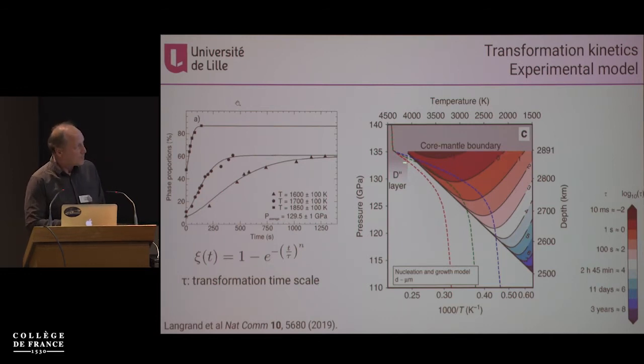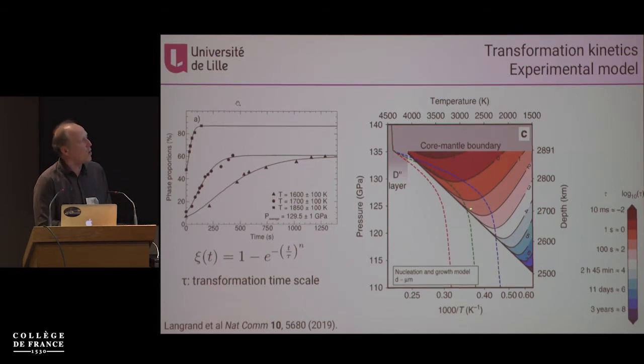What is plotted here in the color scale is the time scale of the transformation, the time scale in this exponential law here. And this is a typical geotherm, this is pressure, this is temperature. So based on the experimental data, for instance, if you have a cold geotherm and you heat the perovskite to the post-perovskite boundary here, it will take you around 10,000 seconds, so around 3 hours, to go from perovskite to post-perovskite.